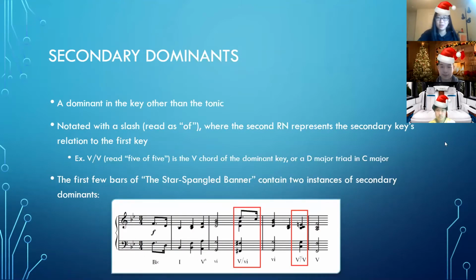Okay, so we're going to go over secondary dominants. The secondary dominants are dominants in a key other than the tonic. They're notated using two chords separated by a slash. The second chord acts as the second home key, and the first chord denotes the chord in that second home key. So for example, in C major, the dominant of C major is G major, and then the dominant of G major is D major. So the dominant of the dominant is D major. The first few bars of the Star Spangled Banner contain two instances of secondary dominants.